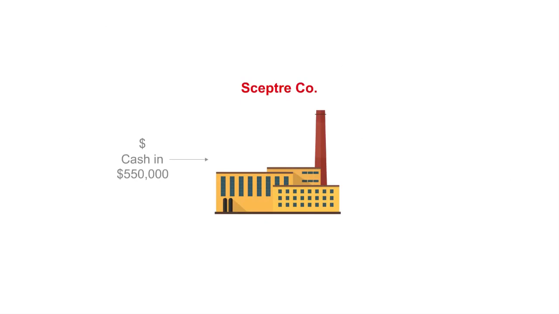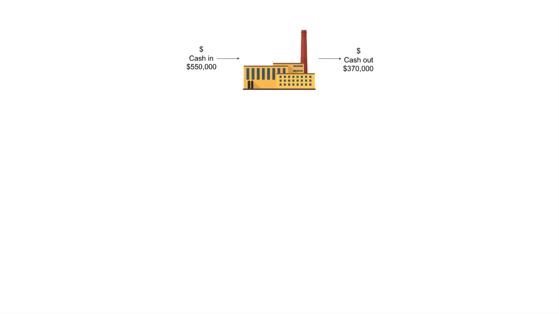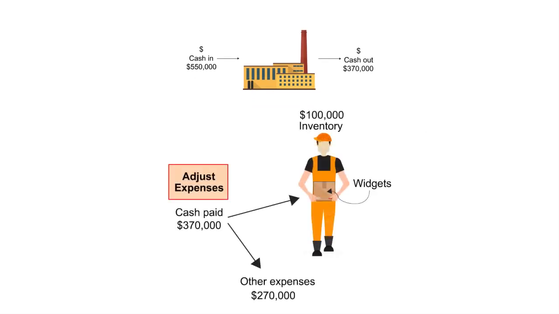So, in this case, in year 3, the company had $550,000 in cash receipts and $370,000 in cash payments, of which $100,000 related to inventory purchases. Using the balance sheets known by the accountant, accrual net income can be generated. So first, let's adjust the revenue.